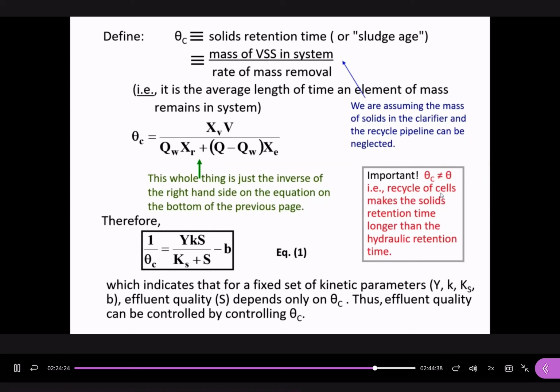Generally speaking, if you want to achieve lower S, you need larger theta C. So you want the cells to stay in the system longer. And that is from the process modeling. That is what we do in reality to control the treatment process, how you get different effluent quality. You change theta C. And later we'll see how we change theta C.